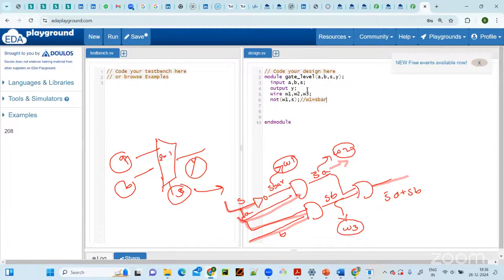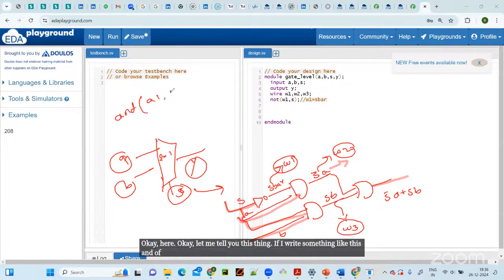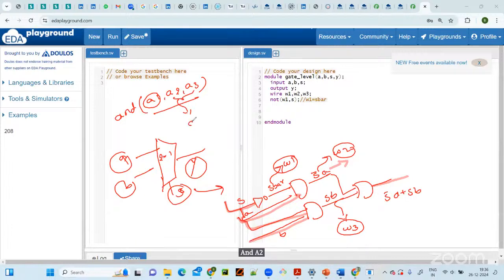Okay, let me tell you this. If I write something like A1, A2, A3, it means that A1 is my output and A2 and A3 are my inputs. It means that A1 is equal to A2 ANDed with A3. That is the meaning of it.